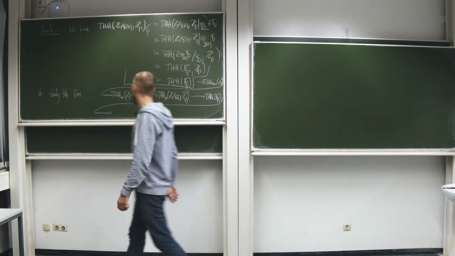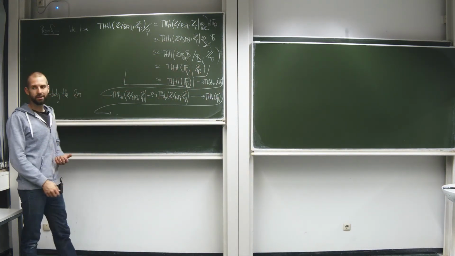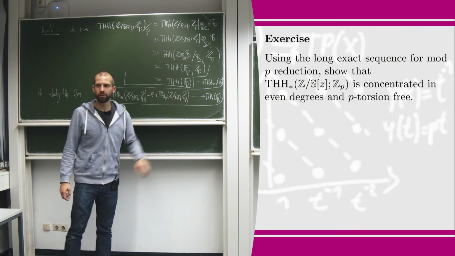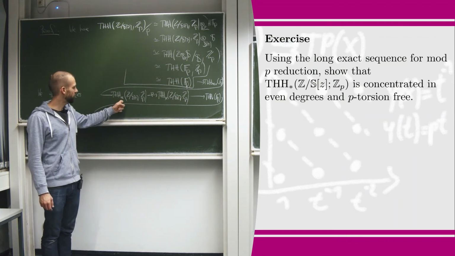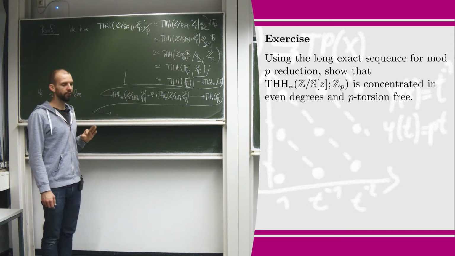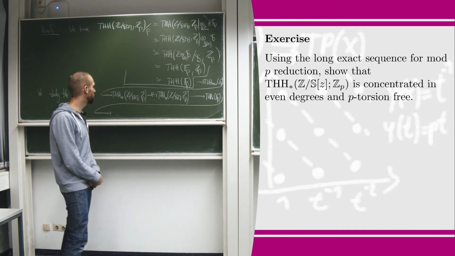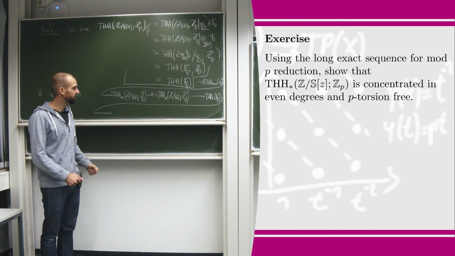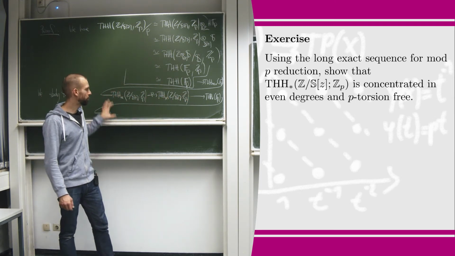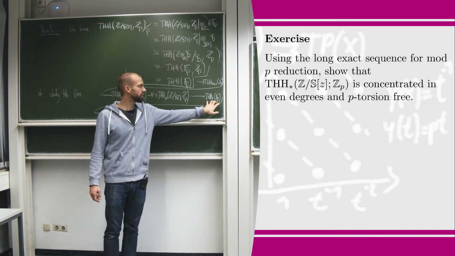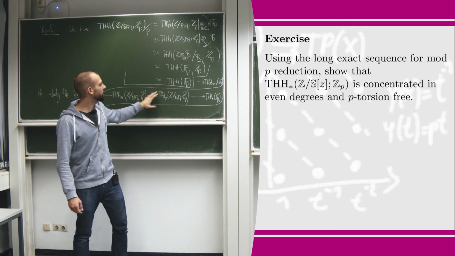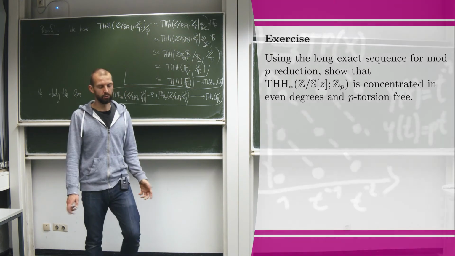So again, I want to pose this as an exercise: check that from this long exact sequence, you can deduce that this THH term, THH star of Z relative to SZ with p-adic coefficients, is concentrated in even degrees and P torsion free. And as a hint, you should just contemplate even and odd degrees separately. So you want to prove by this long exact sequence, because we know that THH of FP is concentrated in even degrees, want to first argue that P acts injectively, and then argue why the odd homotopy groups have to vanish.